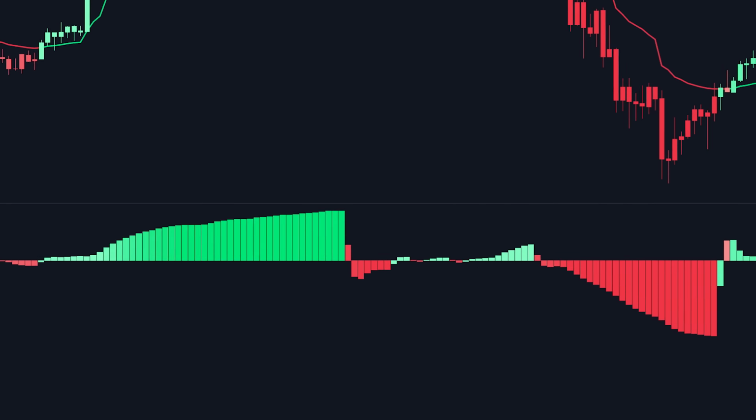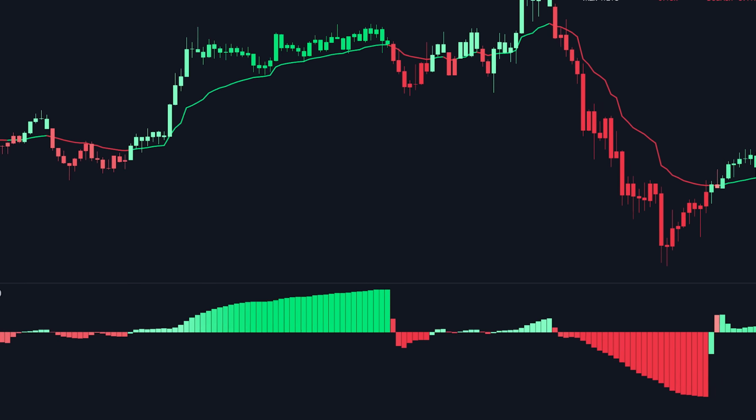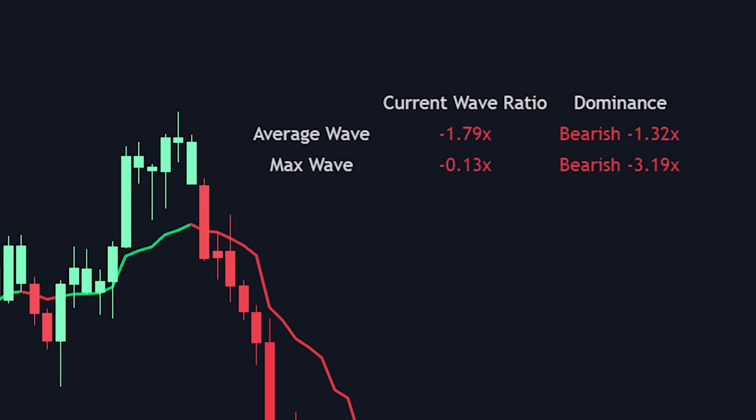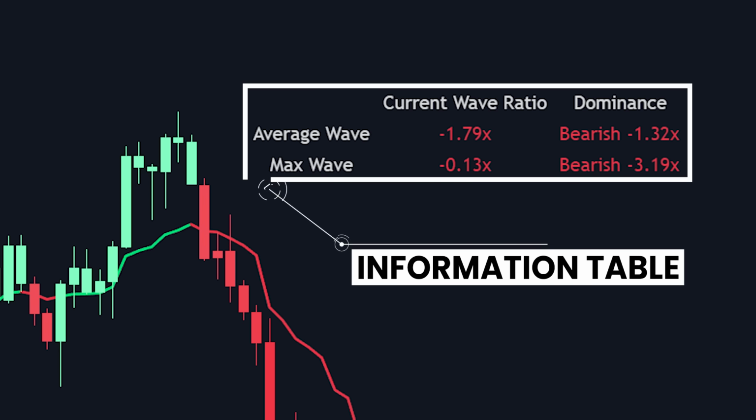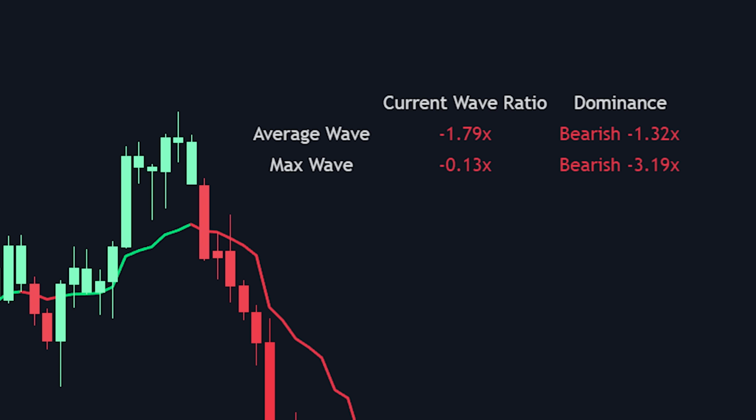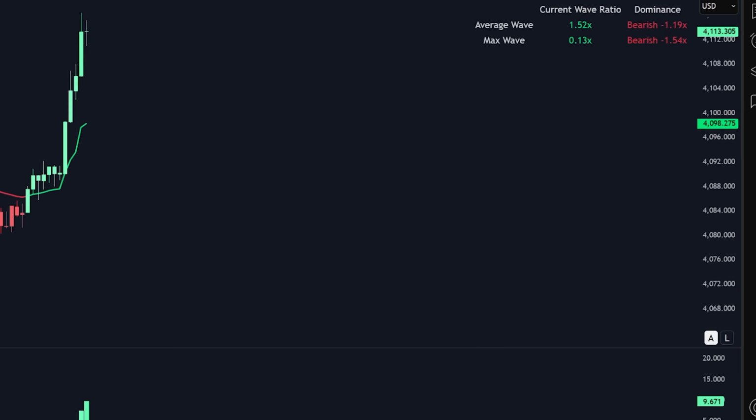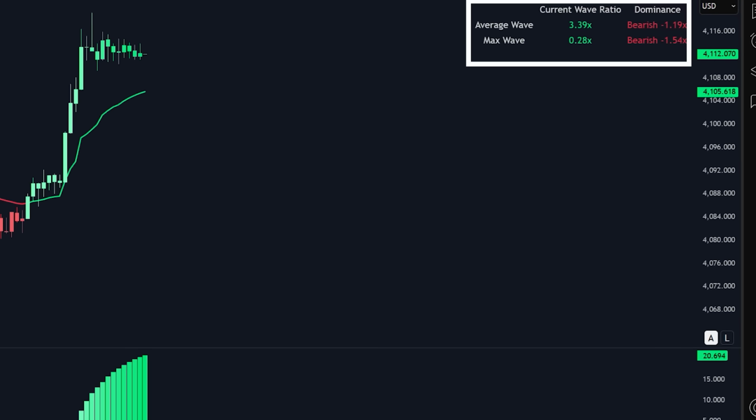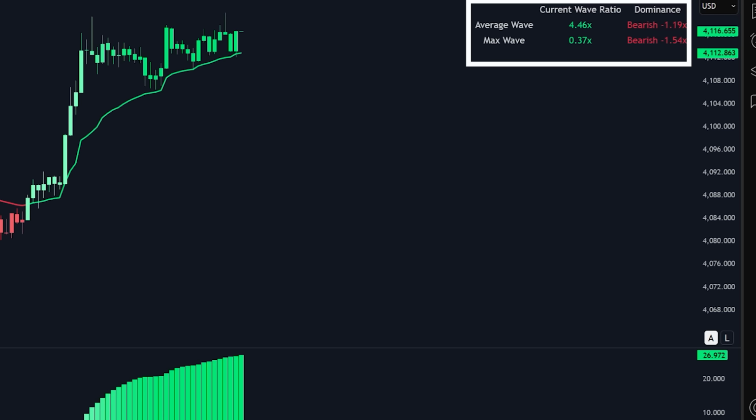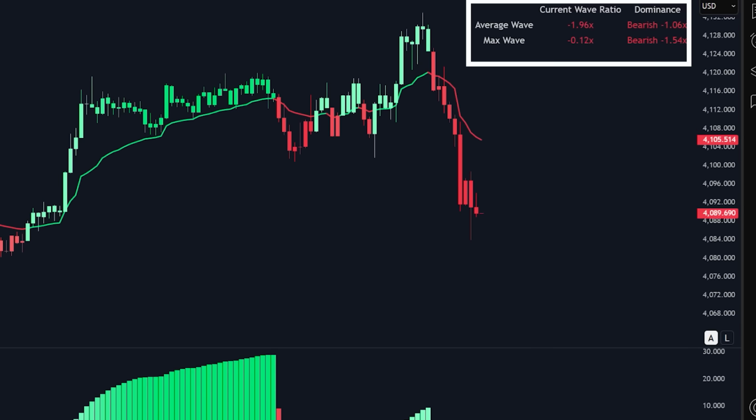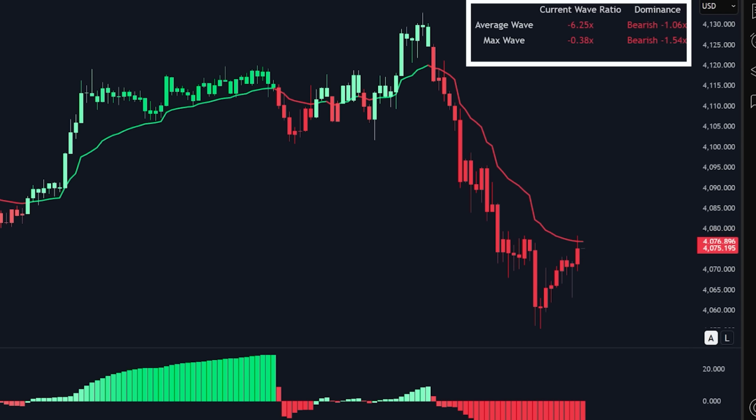This isn't just another momentum oscillator that tells you what already happened. This is showing you what's happening right now. The third component is the information table, and this is where things really get interesting. You can toggle this on and off in the settings, but when it's active, it gives you precise measurements comparing the current market's wave-like movements to historical patterns. It analyzes the average size of bullish and bearish waves, calculates the maximum size of those waves to spot peak momentum, and then shows you a current wave ratio.